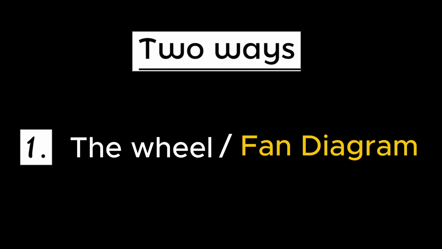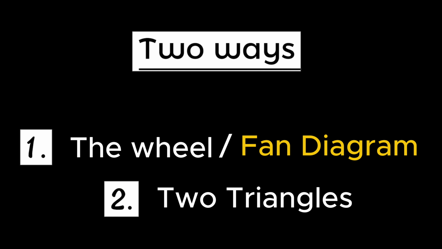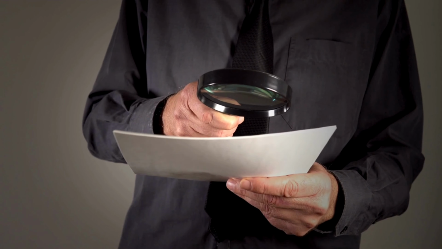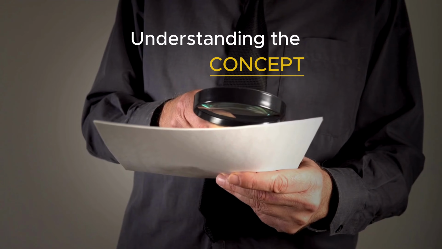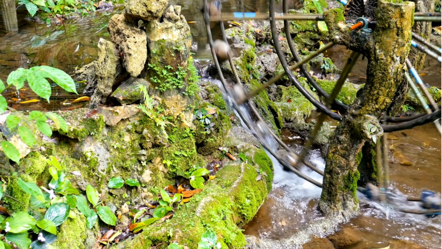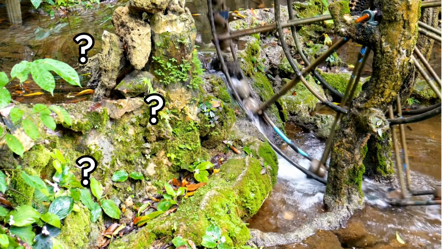There are two ways to help you remember the special angles. One is by using the wheel or the Venn diagram, and the other is by using two triangles. In this video, we are only focusing on understanding the concept. That is why we will only touch on the wheel method and not the triangles.